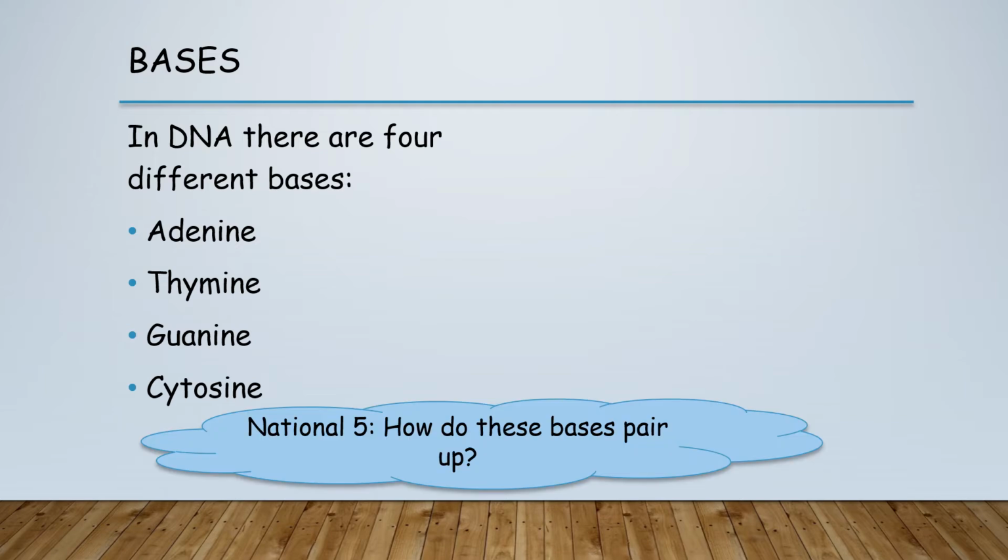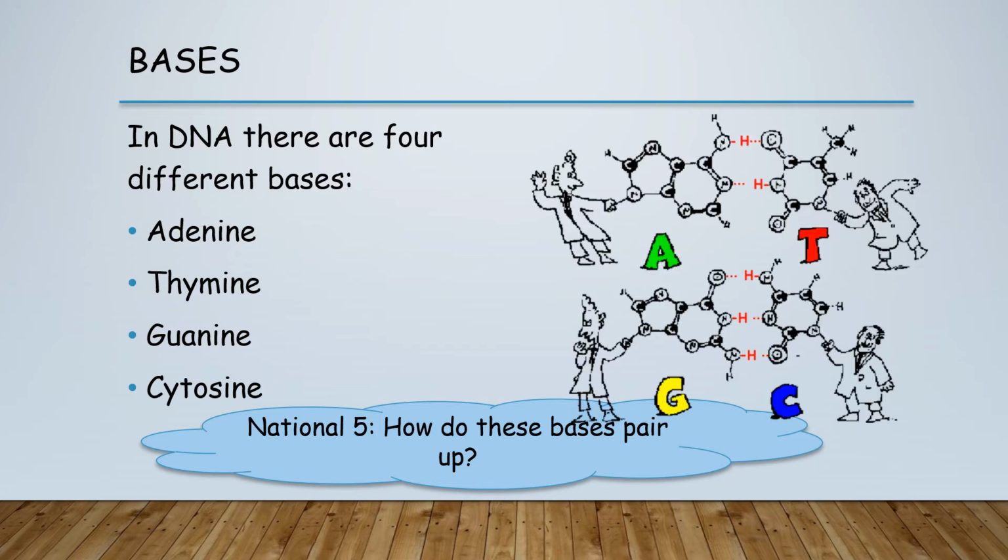And the big question, why is that important? How do these bases pair up? The simple one, I remember it, is apples on trees, cars in garages. And as you can see, A and T go together. They have 2 bonds between them, and guanine and cytosine have 3 bonds in between them. So A and T always go together, G and C always go together and never mix up.